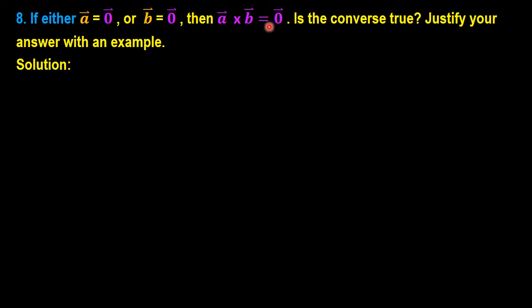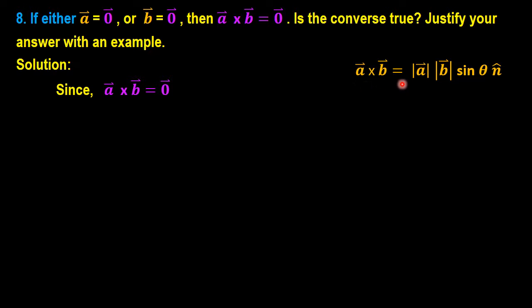But here we need to justify whether the opposite of this statement is true or not. So that means if the cross product between the two vectors is the 0 vector, then does that imply that the A vector will be 0 or the B vector will always be 0 or not. So let us start with A cross B equals the 0 vector. Now the formula related to the cross product is A cross B equals magnitude of A into magnitude of B sin theta n cap, and this is a unit vector.